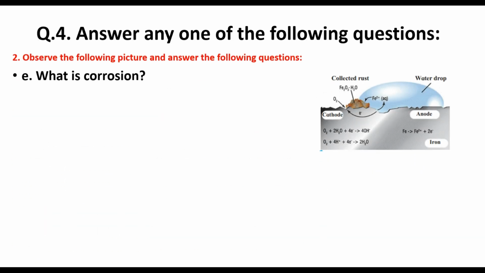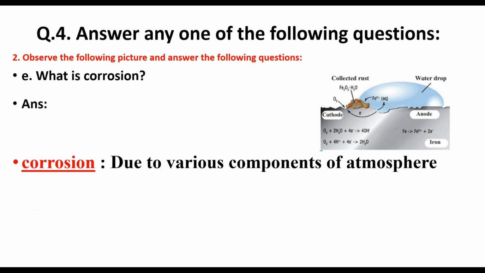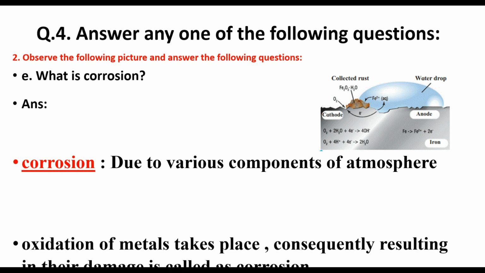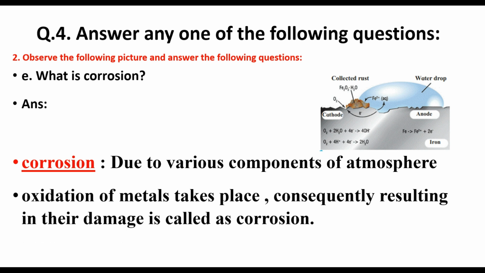Now coming to the last question of our model answer: what is corrosion? For corrosion you have to write the definition. Due to the various components of the atmosphere, oxidation of metal takes place, consequently resulting in its damage, which is called corrosion. In this way you have to complete your definition.